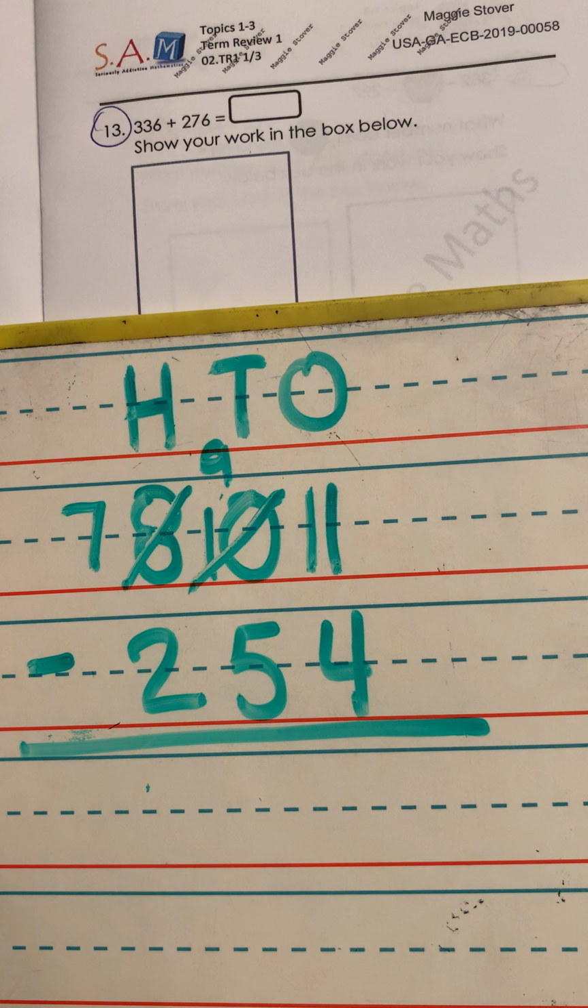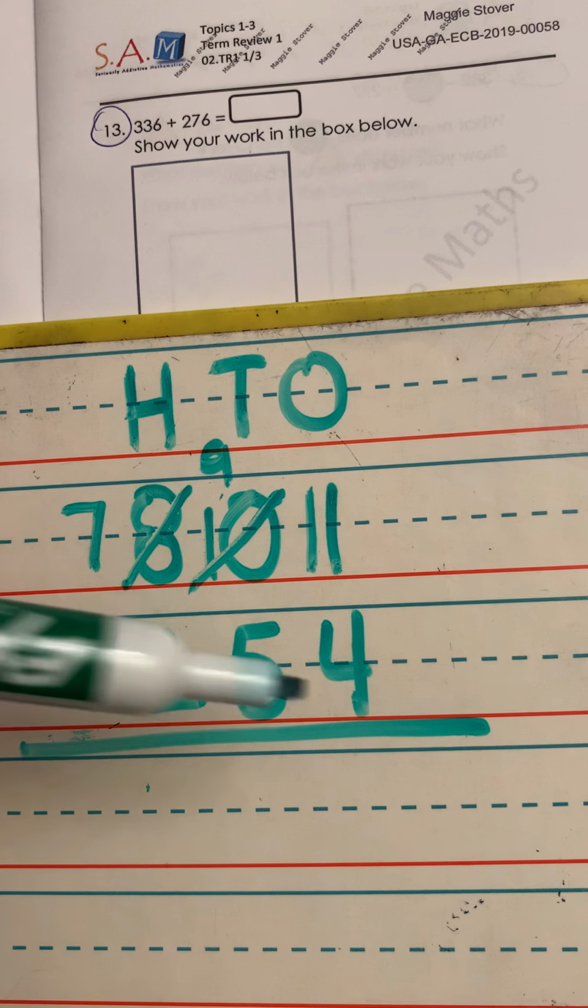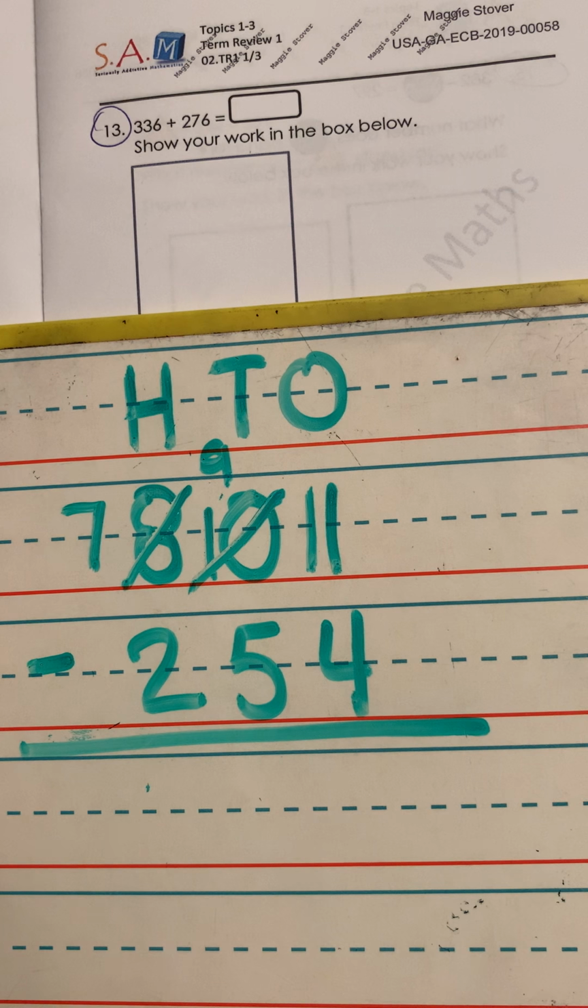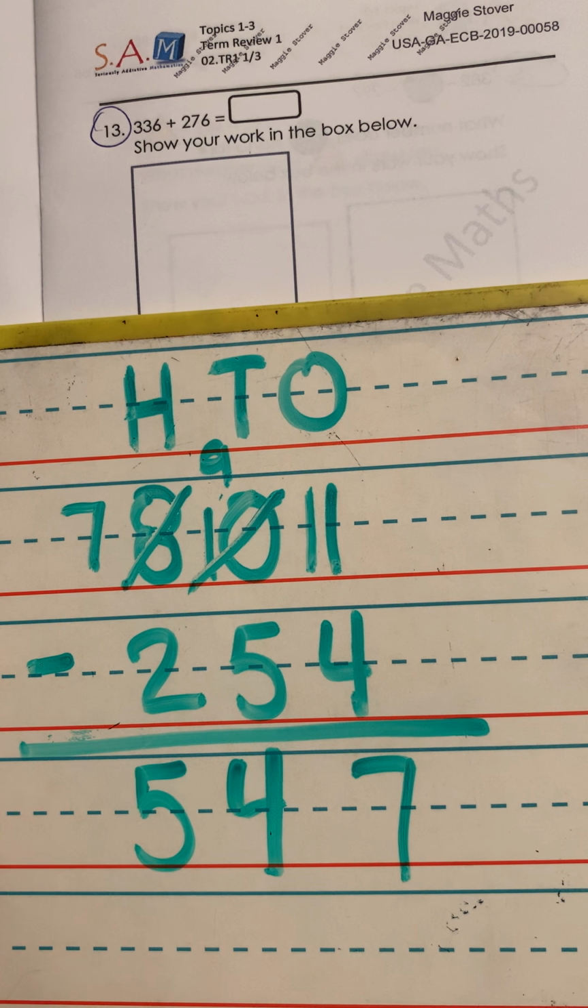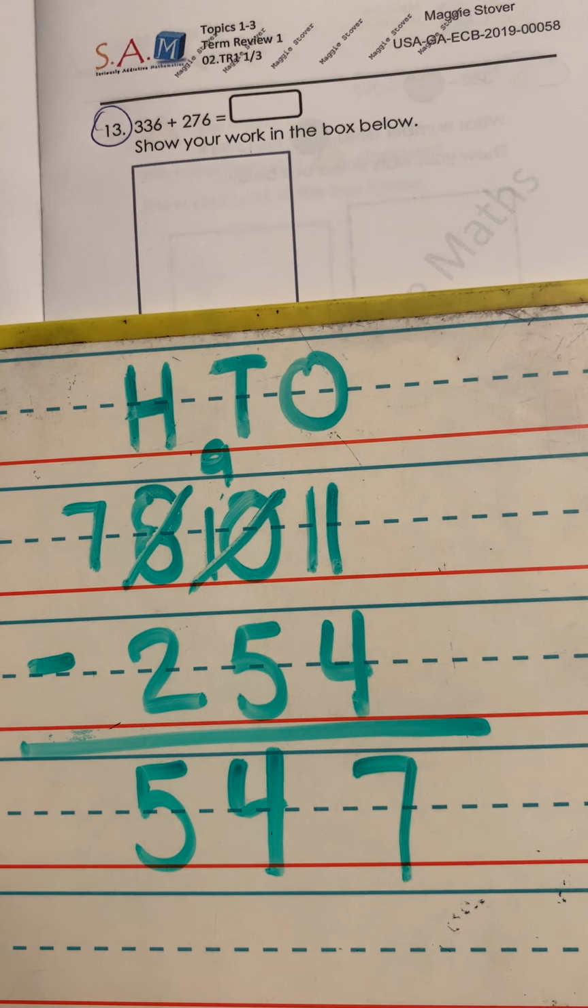All right, so now we're ready. 11 minus 4 is 7, right. Now we've got our tens column. 9 minus 5 is 4. And finally, the hundreds column, 7 minus 2, right, equal to 5. So your answer should be 547.